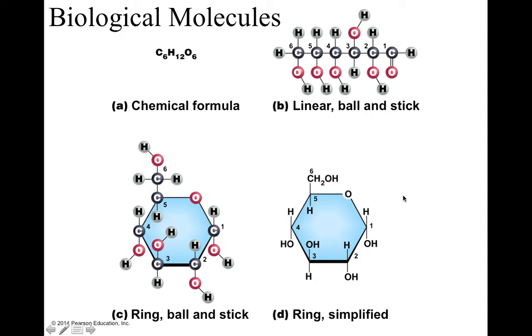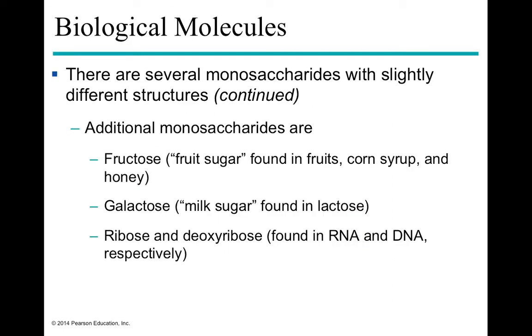And if we simplify this version down, we're going to see something like this. Again, we're going to have our carbons labeled 1, 2, 3, 4, 5, and 6, so most of the carbons aren't actually going to be depicted. And from here on out, you might just see it depicted as a hexagon. All of these are going to be the molecule glucose.